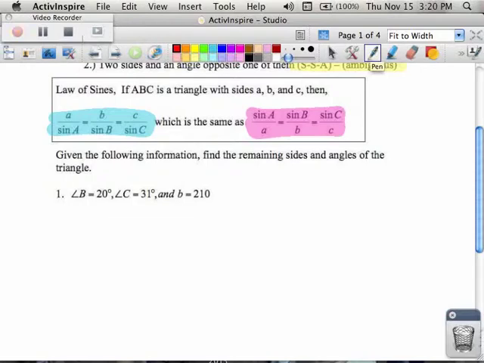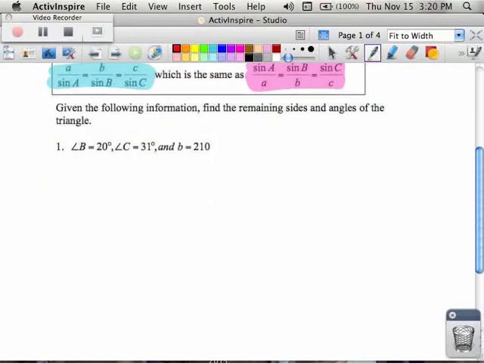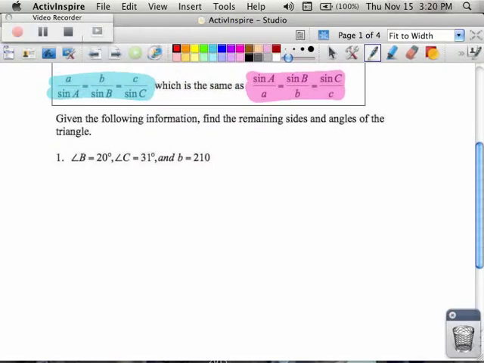I usually put the sines on the top. I don't really know why. It's just the way I've always done it. It doesn't matter, you can do it the other way. So let's say I'm drawing a triangle with the information that you see here, and then I start labeling. I put angle A on the left, angle B at the top, and angle C at the bottom.